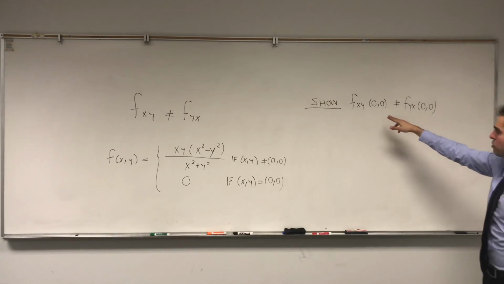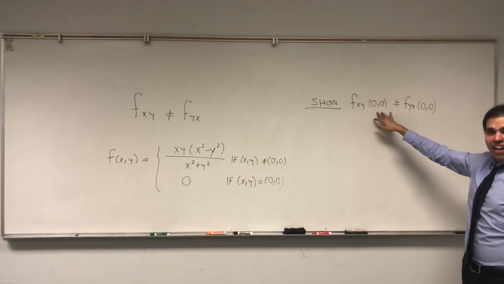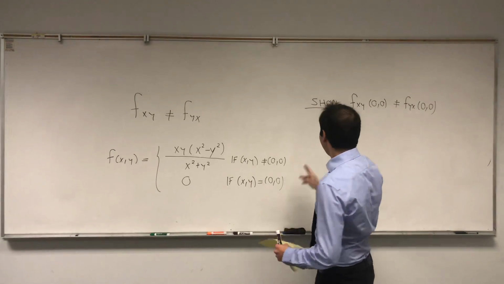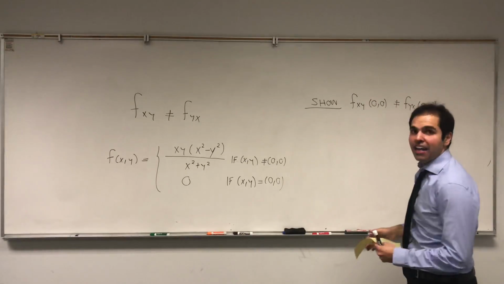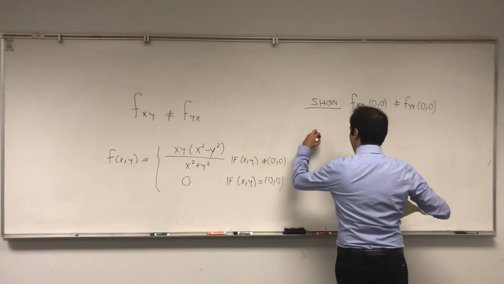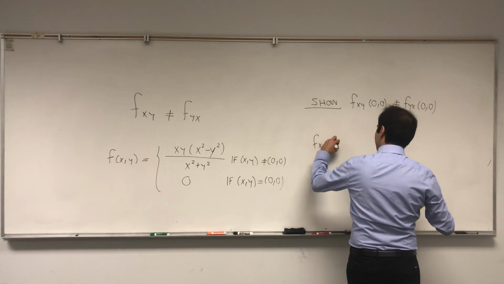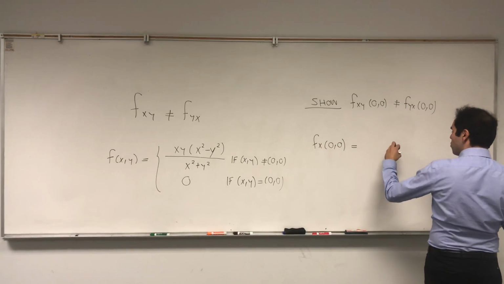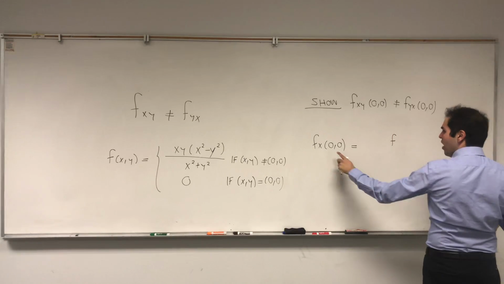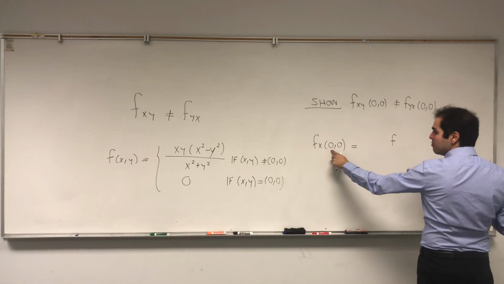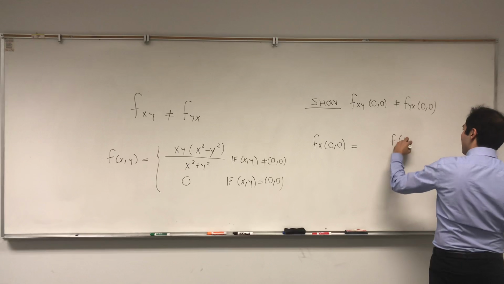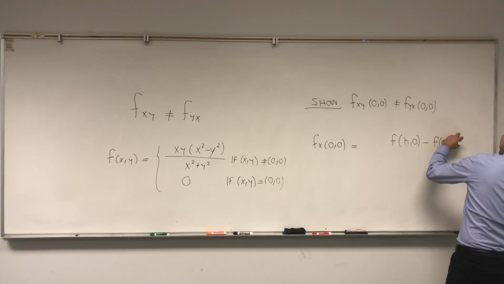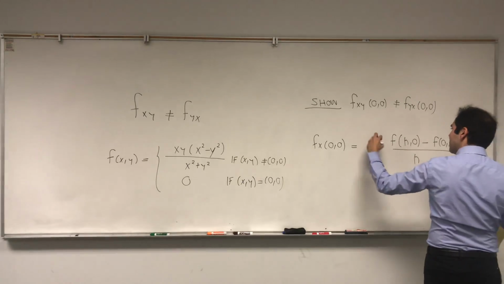Alright, so how do we do this? We will evaluate those very carefully. First of all, let's calculate the x derivative at (0,0). So f_x at (0,0). Again, what's the definition? You start with the point (0,0), and you add something small to the first coordinate. So it's the limit of f(h,0) minus f(0,0), over h.